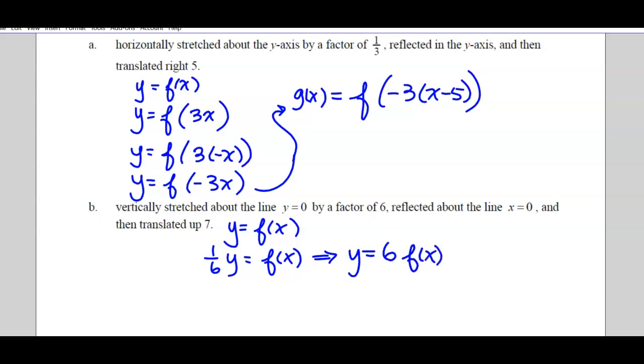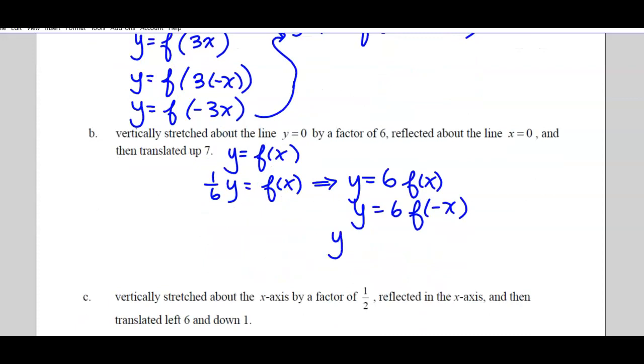Because it's all the form that they wanted, you might actually do that here, because they want it to be g of x equals, right? Then reflected in the line x equals 0, which is the y-axis, so you're changing the sign of x. So that's going to be negative x in there. And then up 7. What you're doing with that is you're replacing y with y minus 7. But we want to get y by itself, right? So we can bring the 7 over and call it g of x.